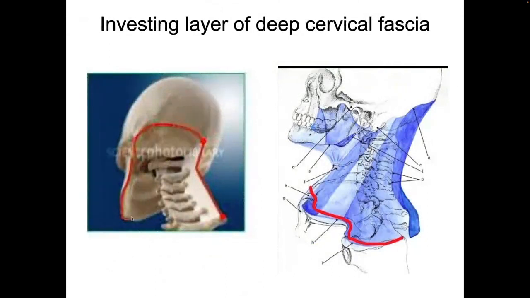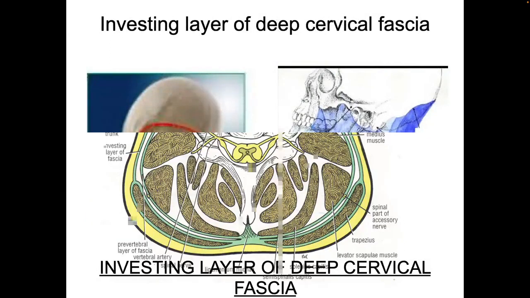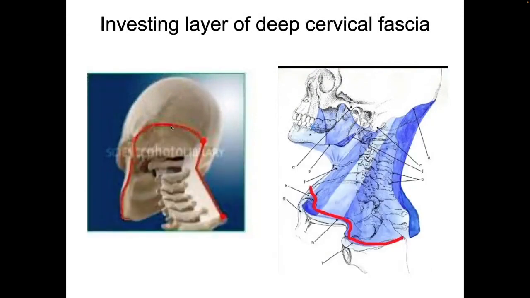The attachments are superiorly, it is the external occipital protuberance, the superior nuchal line, the mastoid process, the zygomatic arches, and the inferior border of the mandible. Similarly on that side also. Inferiorly, it is attached to the manubrium, the clavicle, the acromion process, if you can see, and the spine of the scapula. Okay, so we saw the superior attachment, we saw the inferior attachment.